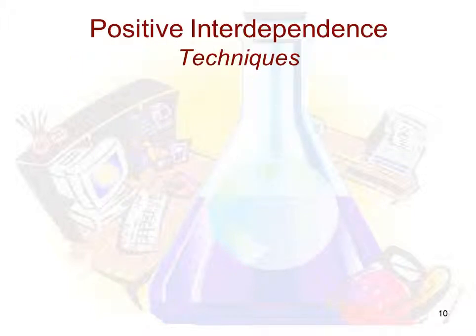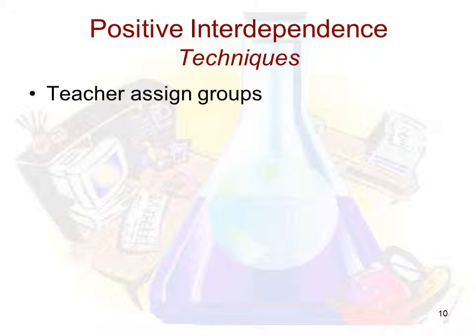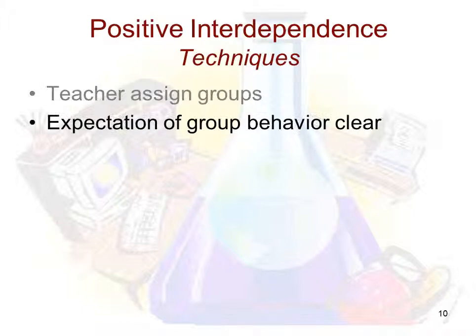Okay, positive interdependence techniques. First thing, you, the teacher, assign the groups. You decide who's in each group. You do not let the students pick their own groups. Let them know what kind of behavior you expect them to do in this group. If you want no loud talking or no shouting, make sure that's clear. I have what I call a 24-inch voice. That means if I'm more than 2 feet away from your group, I should not hear the people in your group talking.